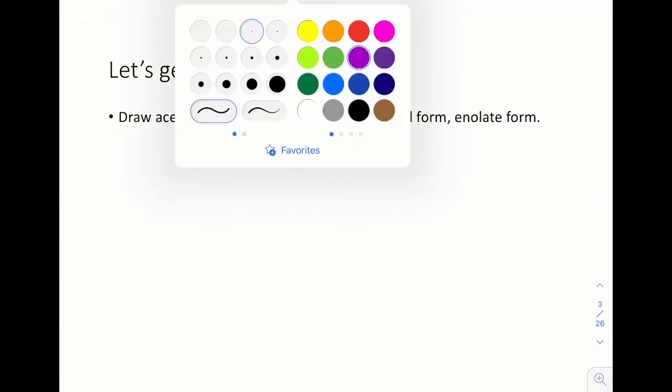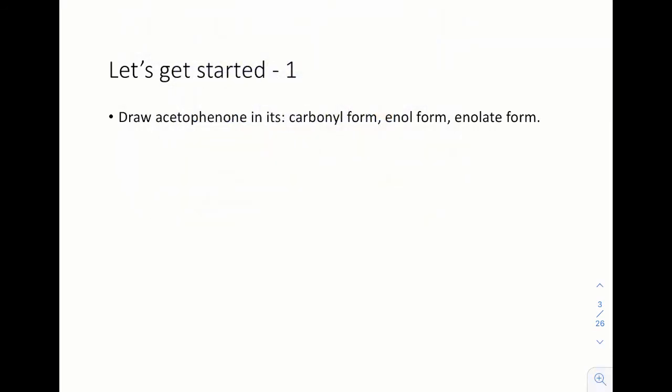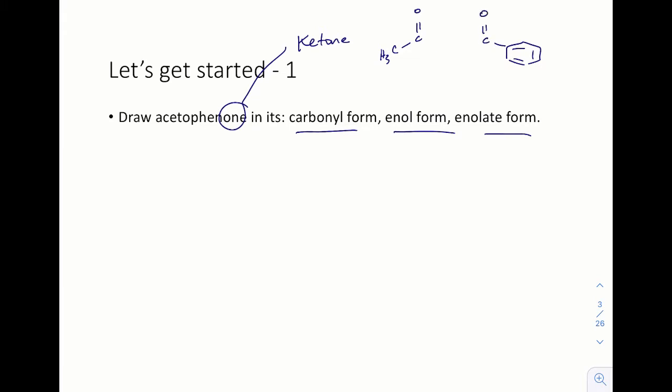Before we hop right in, let's be sure that we remember some terms, some definitions. So please draw acetophenone. Acetophenone is a ketone. Acet means that there's going to be a 2-carbon piece that includes the carbonyl carbon. Phenone means there is a phenyl group also bonded to the carbonyl carbon. So draw acetophenone. Obviously, you need to combine these two pictures, and it's carbonyl, enol, and enolate forms.